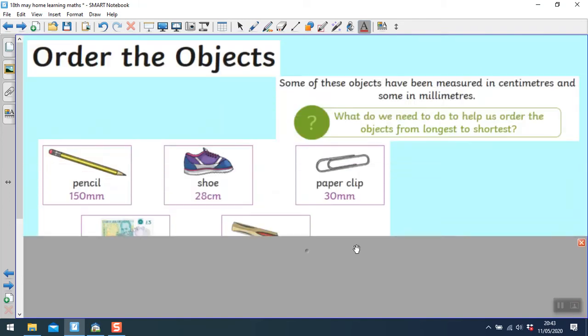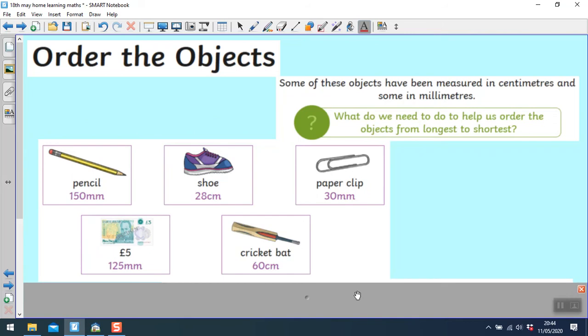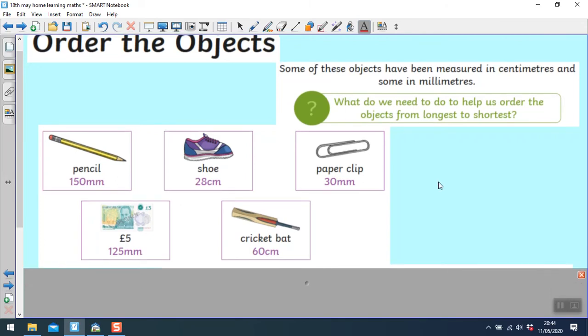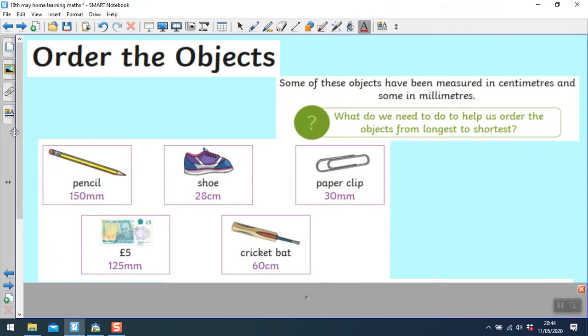Now can we order these objects? Some of them are written in millimetres and some of them have been written in centimetres. What do we need to do to help us order the objects? What's the first thing we need to do? Because some of them are in centimetres and some of them are in millimetres, we have to turn them into the same unit of measurement. Either put them all in millimetres or put them all in centimetres.